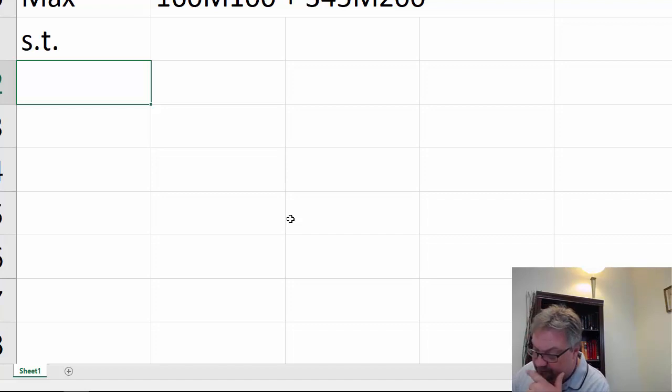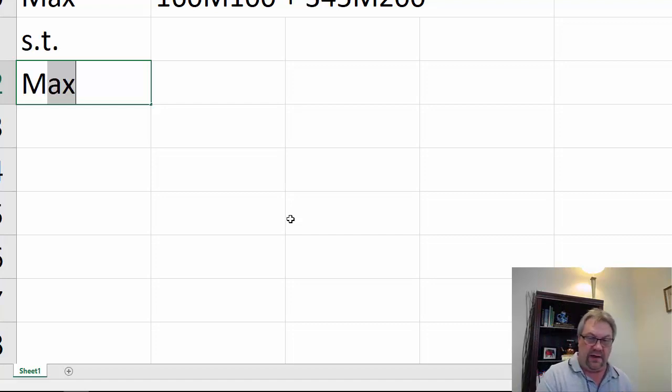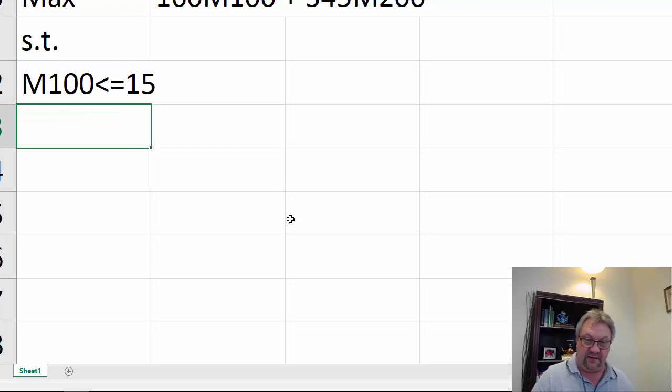So for example, there's all this downtime. Because of downtime for maintenance, the M100 will be available for no more than 15 hours, right? So M100 is less than or equal to 15. That's a constraint. The M200 will be available for no more than 10. M200 has to be less than or equal to 10.